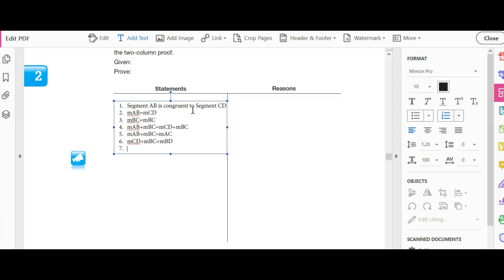And then what are we going to do? We're going to write the measure of AC is equal to the measure of BD. And then step 8 would be that segment AC is congruent to segment BD. Okay? And now let's give our reasons.